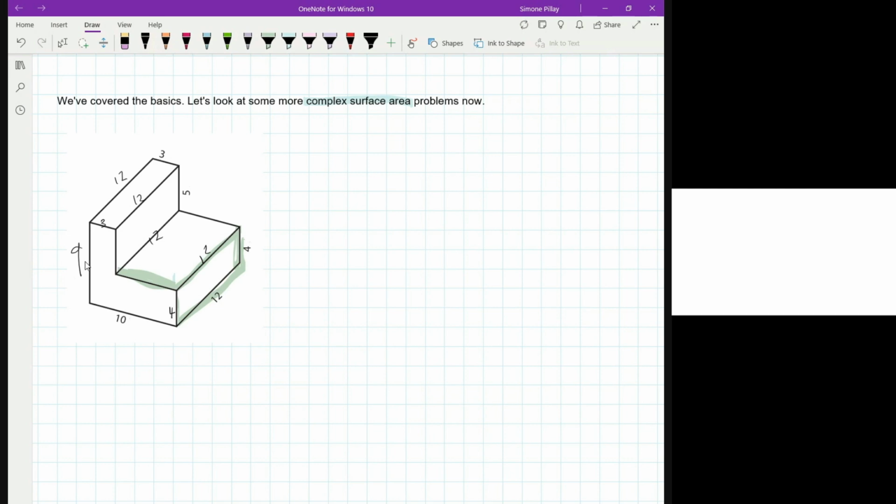Okay, so now that we've done that, let's go and number my faces. So I'm going to number this 1, 2, 3, 4. This one will be 5. But now, what faces am I missing? Where am I missing?